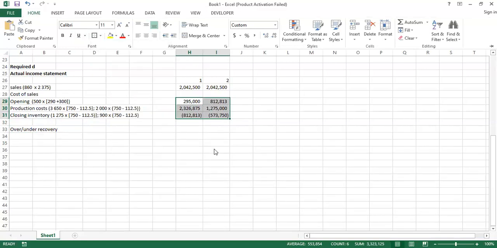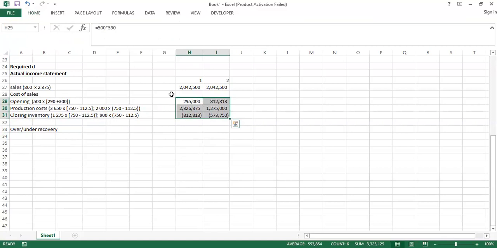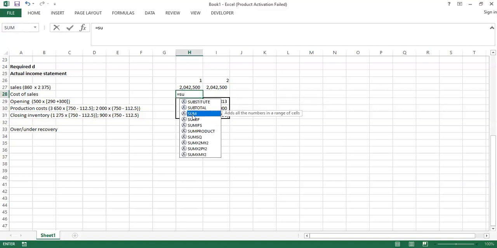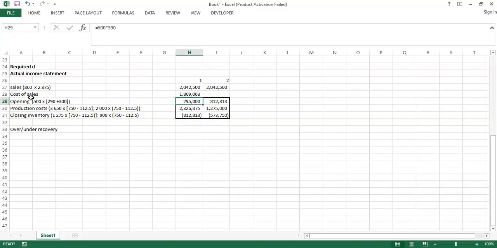Right. So in the absence of any over and under recovery, this would basically be our cost of sales. So we are adding these two amounts, opening and production costs, and then deducting the closing inventory there. So that would give us our cost of sales on that one. To get gross profit, you would basically, under normal circumstances, deduct your cost of sales from your sales. That will give you your gross profit.